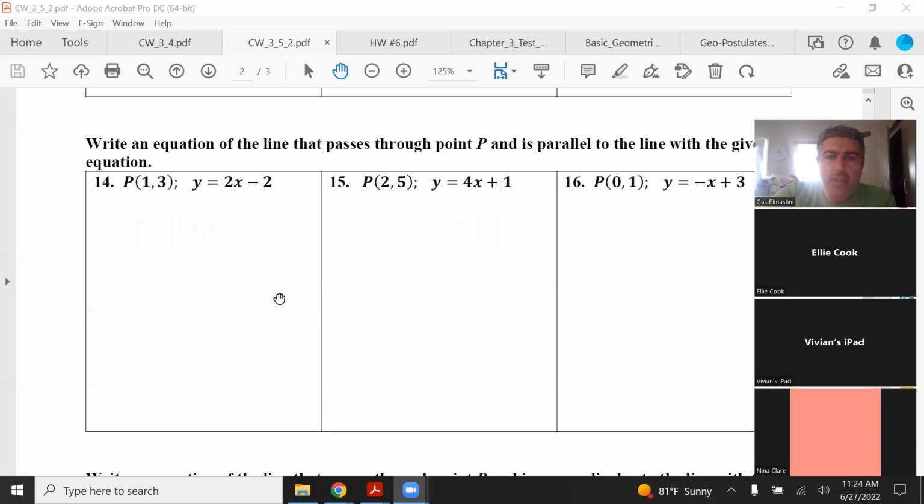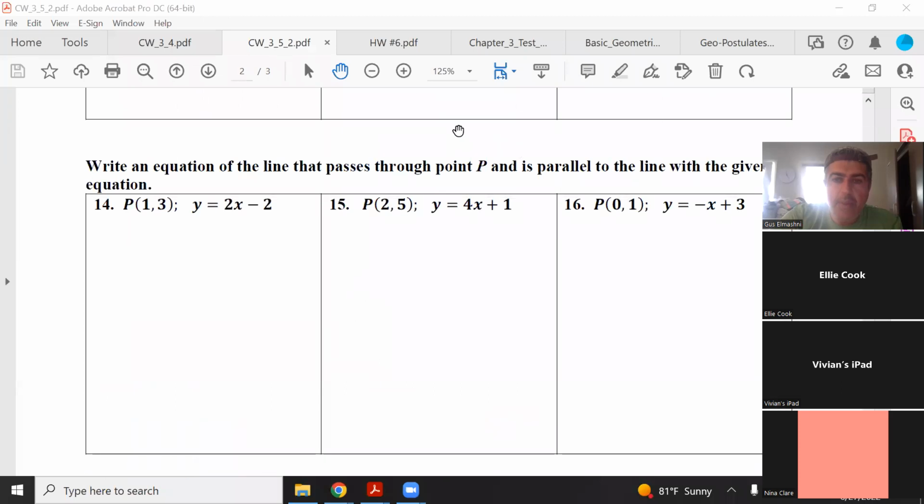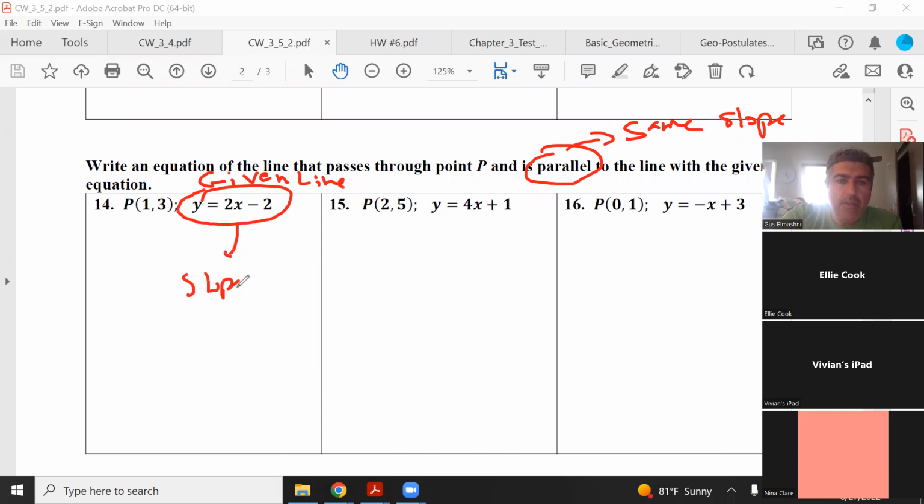Number 14: write an equation that passes through the point and is parallel to the given line. If you're parallel to the given line, that means you have the same slope. So this is the given line. The slope here is going to be 2, because remember y equals mx plus b, right? You have to get good at extracting the information from the lines. So m is right there. That's why the slope is 2.